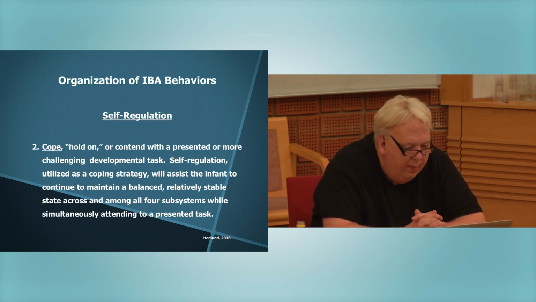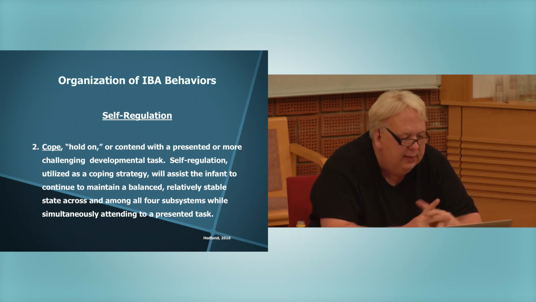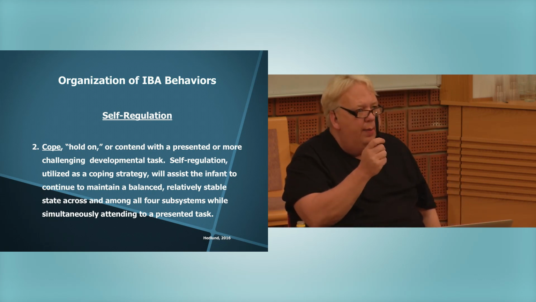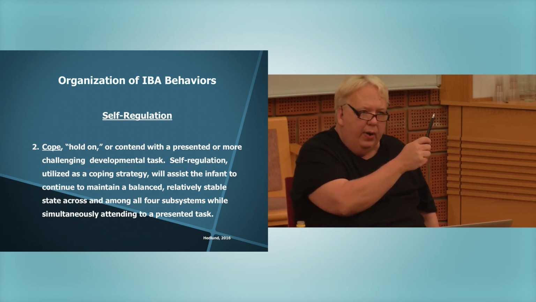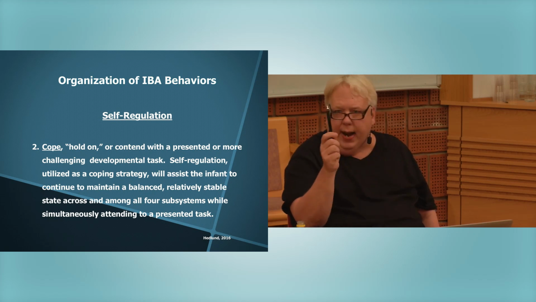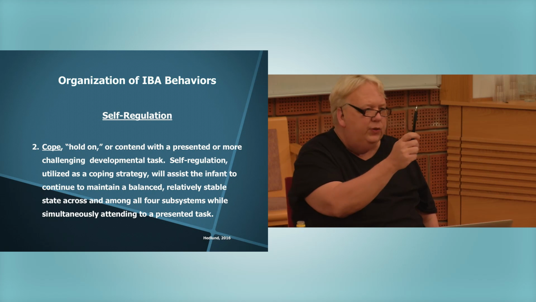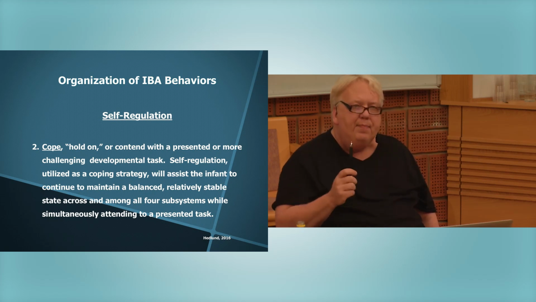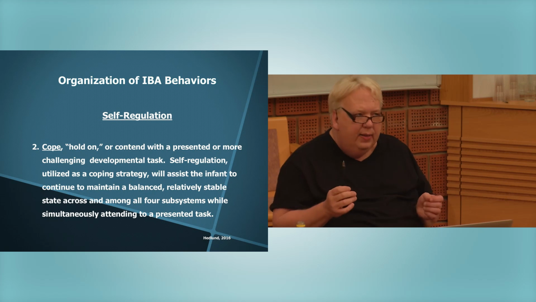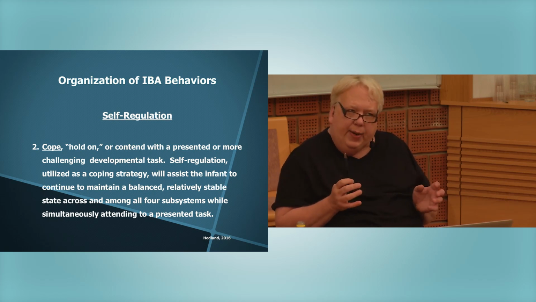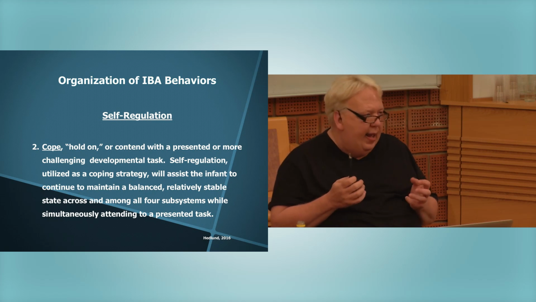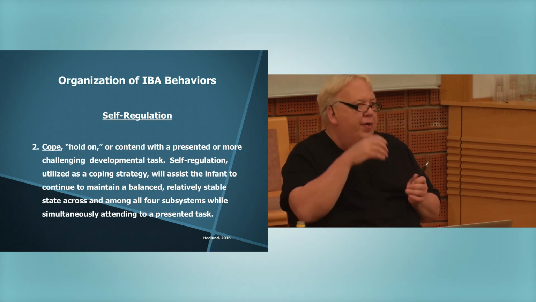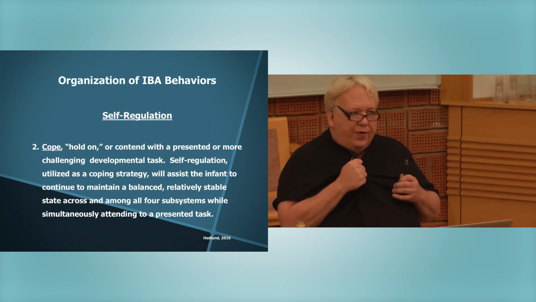Self-regulation as a coping mechanism is to hold on or to contend with a presented or more challenging developmental task. So now we go from presenting an object for the baby to look at in a stationary position to moving that toy. We're asking the child to do a little bit more, to track the object as it's moved across the horizontal visual field. And that may cause that particular infant to become somewhat distressed and call on more self-regulatory behaviors, such as bracing with their feet, bringing their hands to mouth, maybe clutching on to their own clothing.